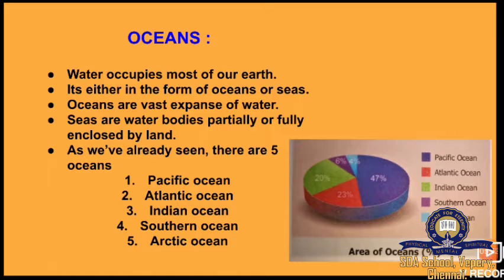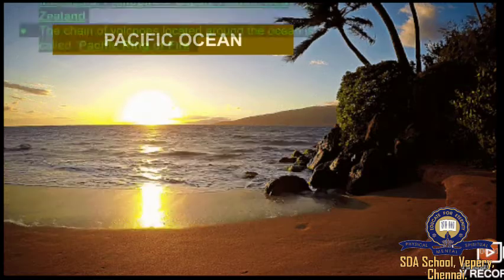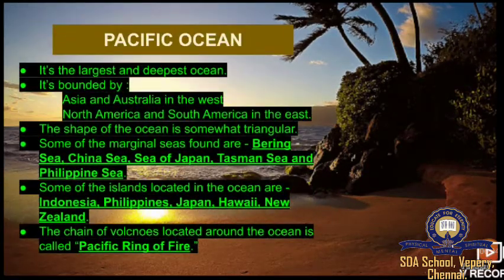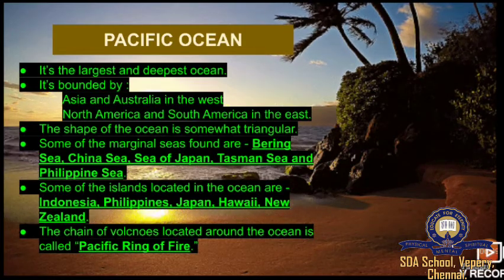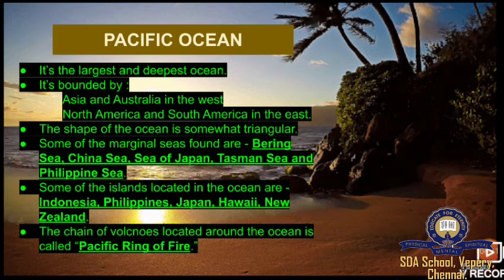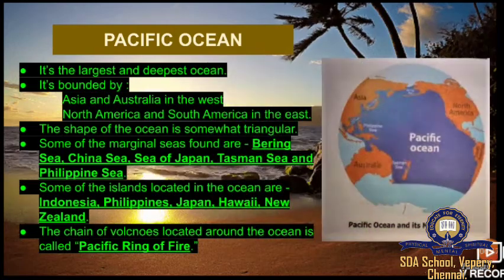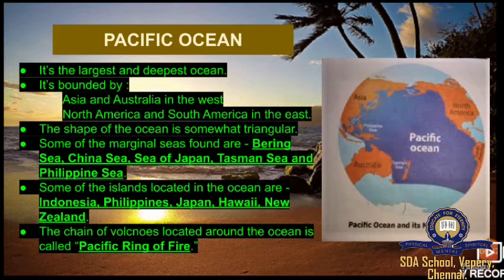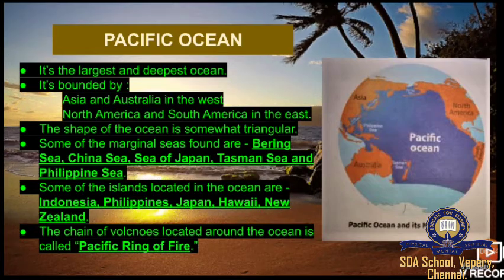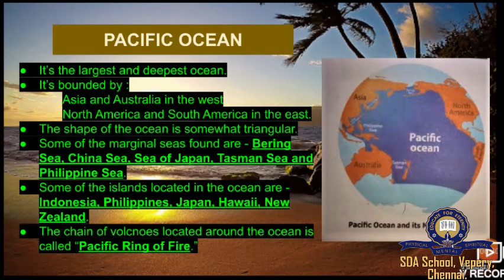So let's move on and see each of the oceans in detail. So first, let's see what is Pacific Ocean. So what is in Pacific Ocean? It is the largest and deepest ocean. It is bounded by Australia and Asia in the west, North America and South America in the east. You see in this picture, right? Asia and Australia are in the west side, that is on the left side, and North America and the South America in the east, right side.